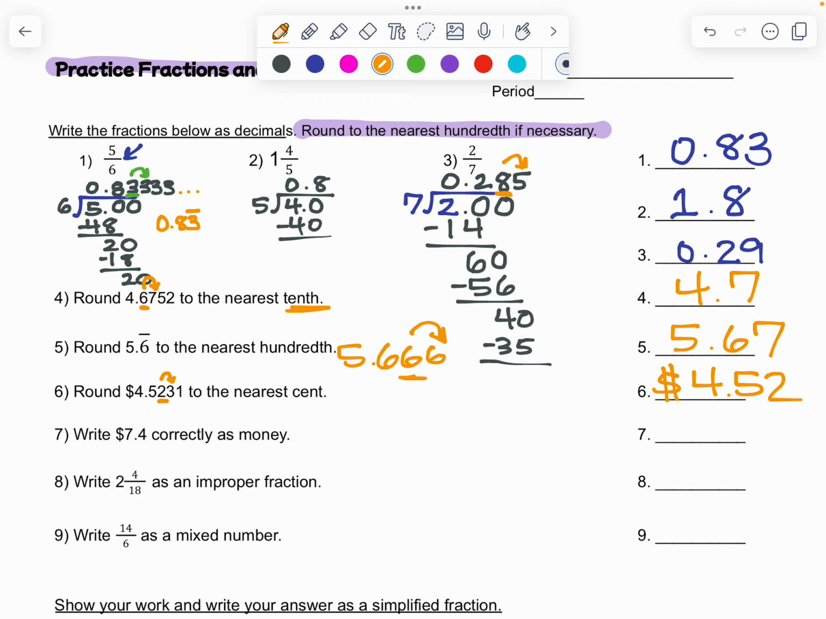$4.52 is correct. All right, number 7, there's no math to do, but it says write it correctly as money. And we just said money goes out to the hundredth spot, so that would be 7.40. Good.